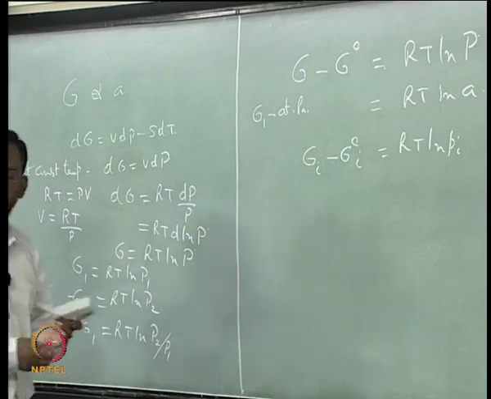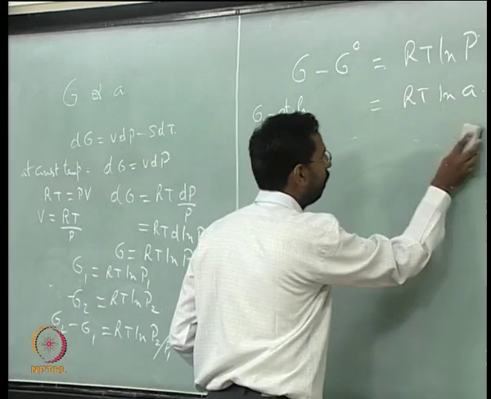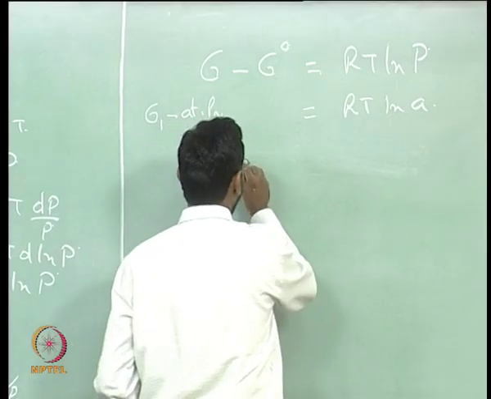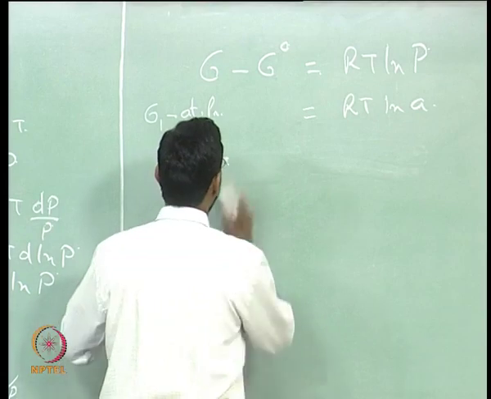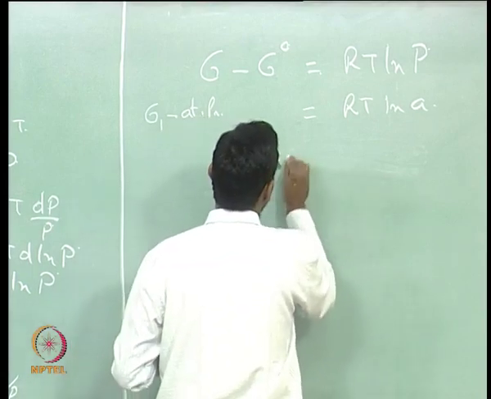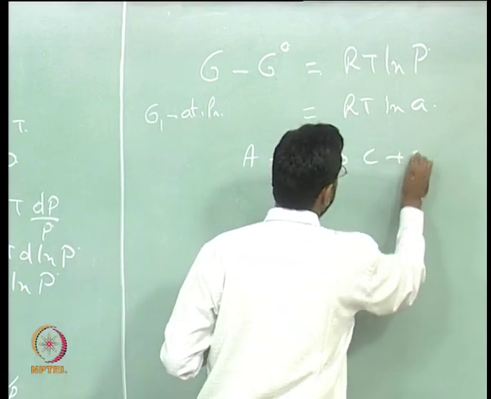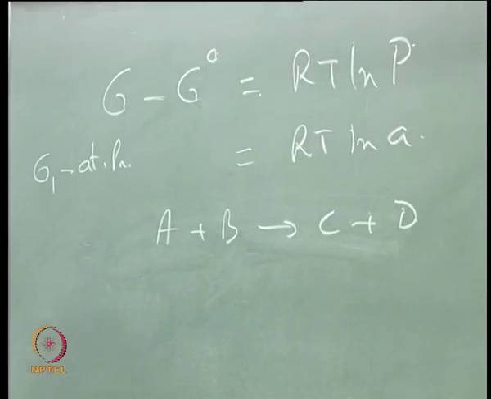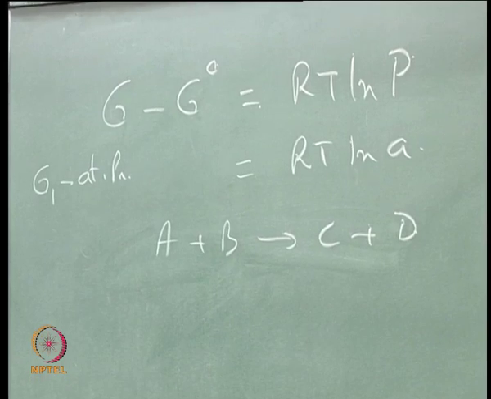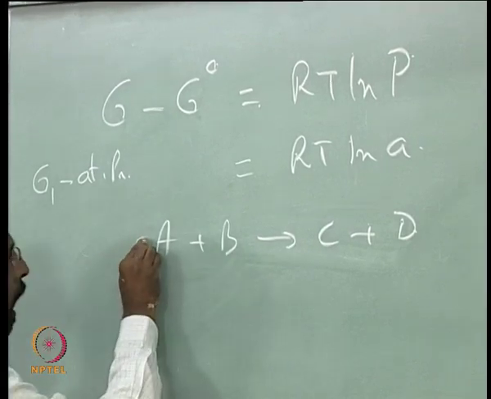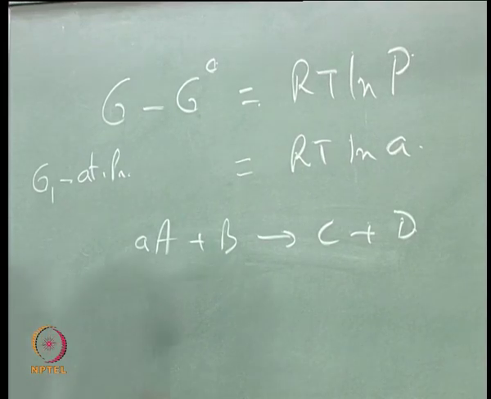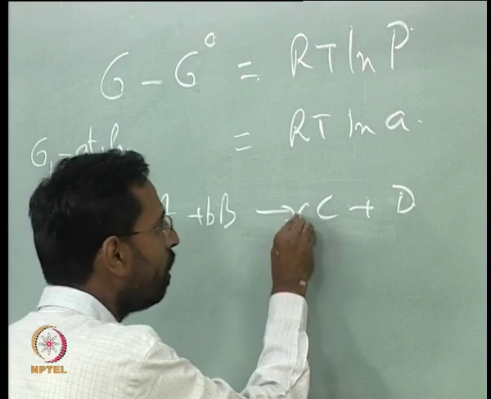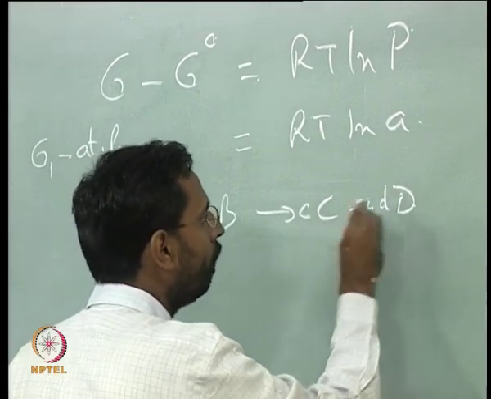Now let us look at a reaction where let us say A is reacting with B and giving you C plus D, and here to make it more specific, we will call it as some a moles of A reacting with b moles of B to give you c moles of C and d moles of D.